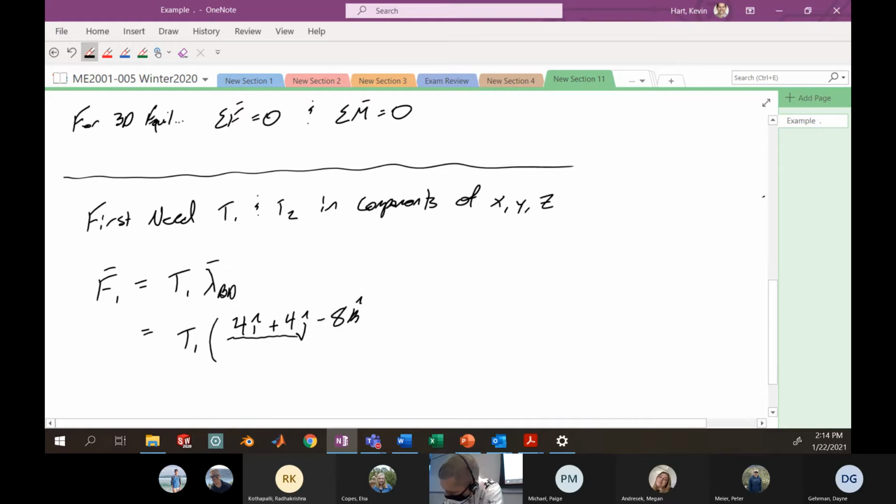All normalized by the total distance between those 2 points, which is gotten from the distance formula, the square root of the sum of the squares of the components, 4 squared plus 4 squared plus negative 8 squared. Okay, sorry about the organization here. It's a little better.